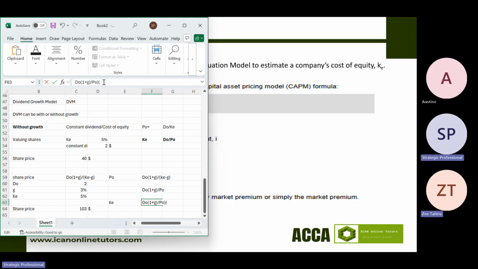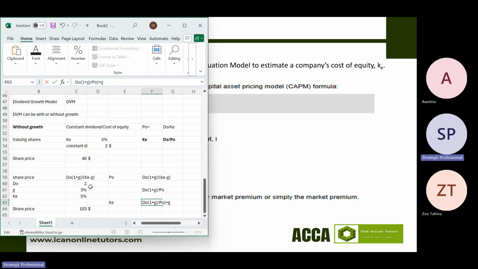Because I'm using Excel. Yes, I understand what you are saying. So it will be up, which is this g, right? Yes, when we do the subject of the formula. So I think that's clear. So that's how to calculate your KE.